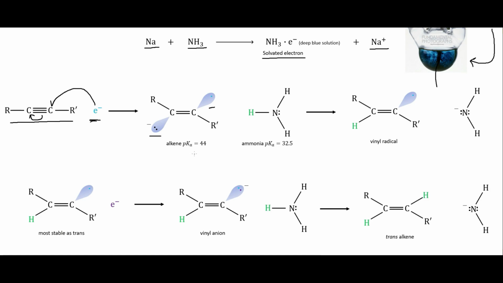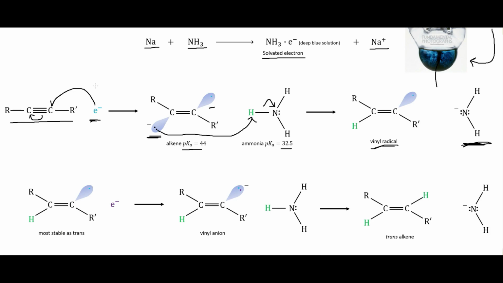The carbanion, before it becomes the anion, when it's protonated, has a pKa of 44, while the ammonia has a pKa of 32.5. And so this is a stronger base than this base right here. These electrons can actually come grab that hydrogen, the electrons then move onto the nitrogen like that, and we end up with this vinyl radical. And then we have this amide ion right here. And so this vinyl radical is most stable in the trans conformation.